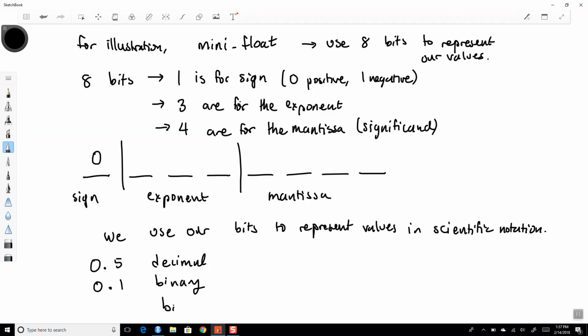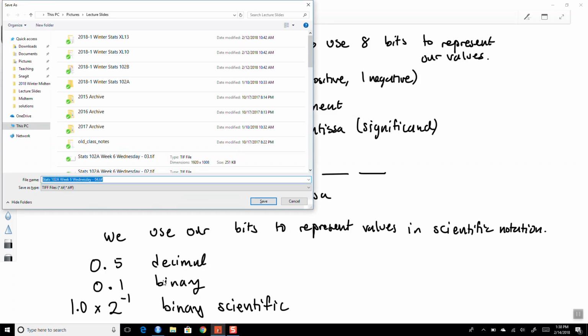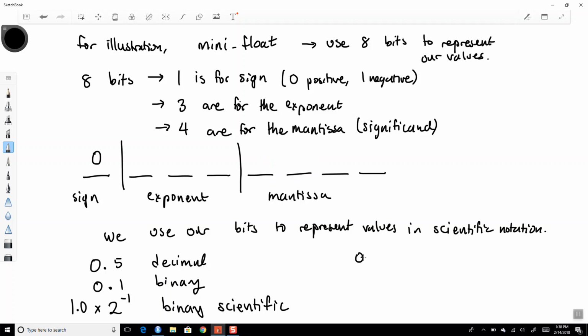Okay, and then if we wanted to make this binary scientific notation, how does scientific notation work? The leading number has to be something other than 0, right? So this would be 1.0 times, and what would we multiply this by? It's in binary scientific, so it's not going to be multiplied by a power of 10, but by a power of 2. And what is that power? 2 to the negative 1. Is that okay?